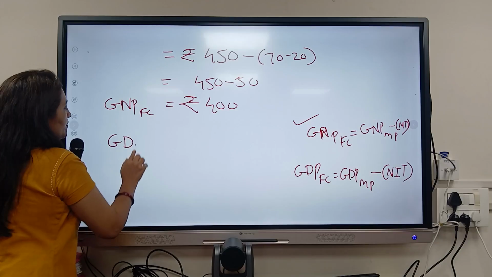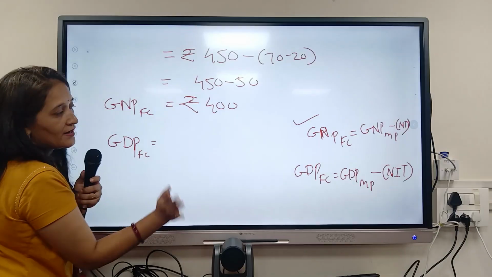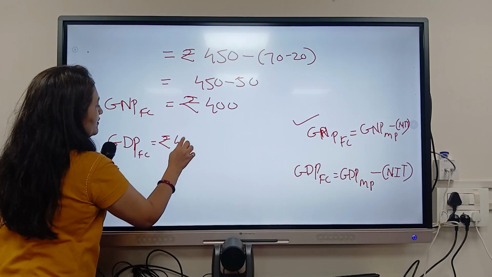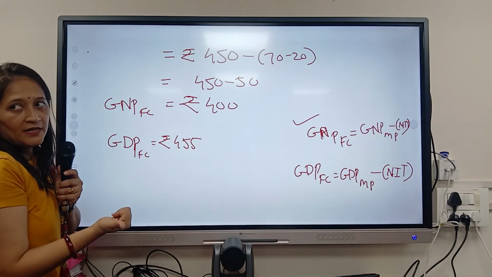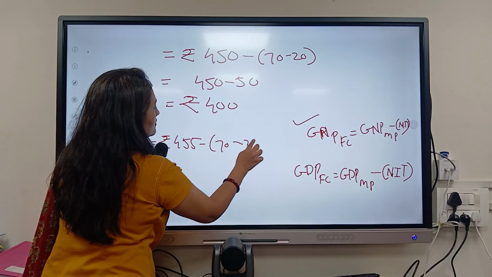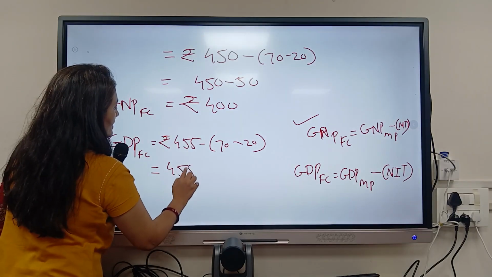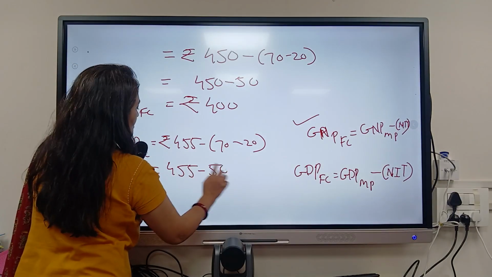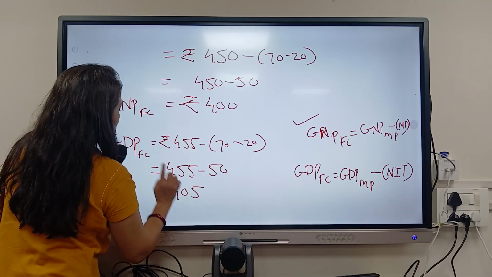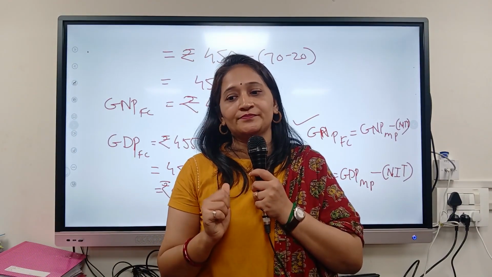Similarly, GDP at factor cost, we use the formula GDP at market price, which was 455. So rupees 455 was the market price of GDP minus 70 minus 20. So we get 455 minus 50. So the answer is 405. So rupees 405 becomes our GDP at factor cost. Thank you.